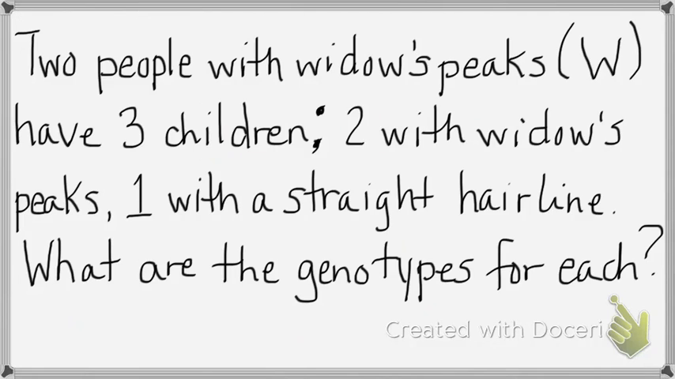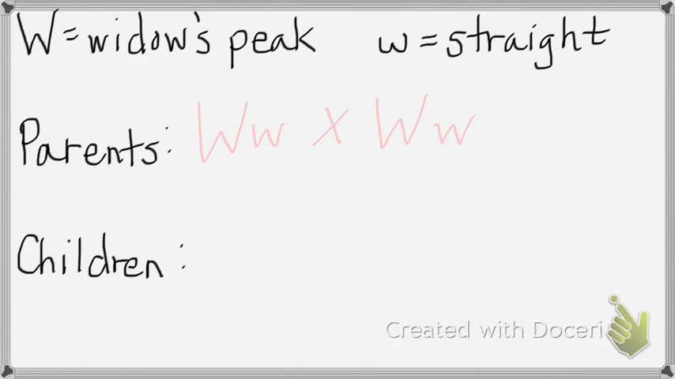Now, remember that they had two kids with widow's peaks and one kid with a straight hairline. So let's talk about the two kids with widow's peaks. What would be their genotypes? They could be big W, big W. What else could they be? We don't know. They could be either one of those, not for sure. Because you can see in this cross, they could be big W, but they could also be big W, little w. We're not sure on those two.